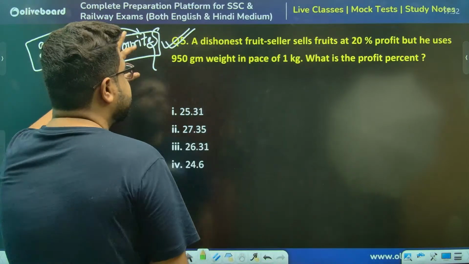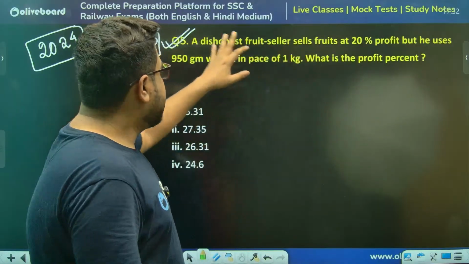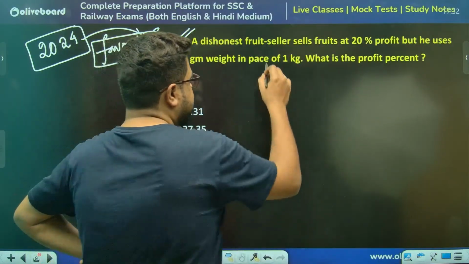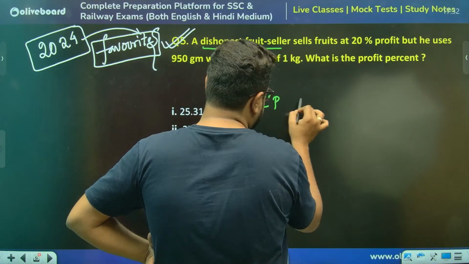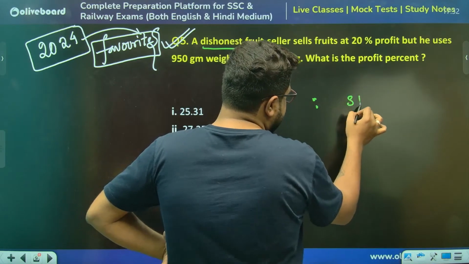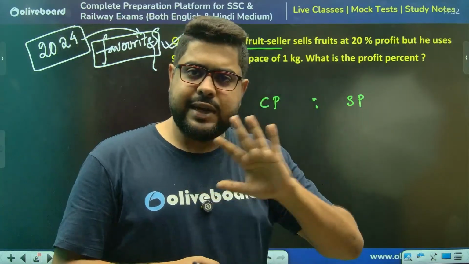Chalo. A dishonest fruit seller sells fruits at 20% profit. Acha. Sir, first things first. Whenever you see a dishonest seller, there are multiple ways, but I will always suggest go for the ratio method. It generally takes care of everything.